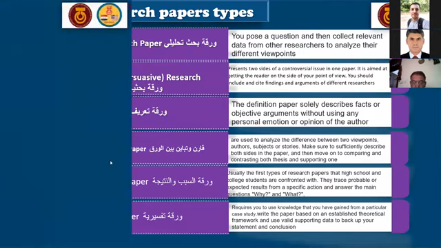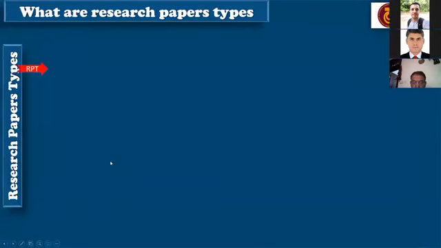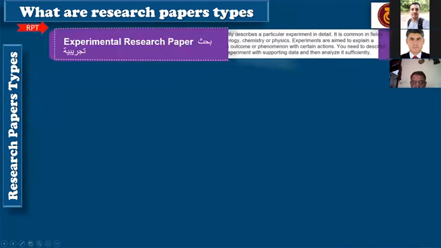We have the other type, because generally I need to explain all the types. There's the experimental research paper. Basically, it describes a particular experiment in detail. This is common in fields like biology, chemistry, physics. Experiments are aimed to explain a certain outcome or phenomenon with certain actions. You need to describe your experiment with the supporting data and then analyze it subsequently.